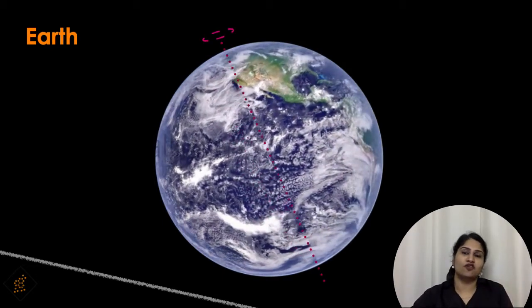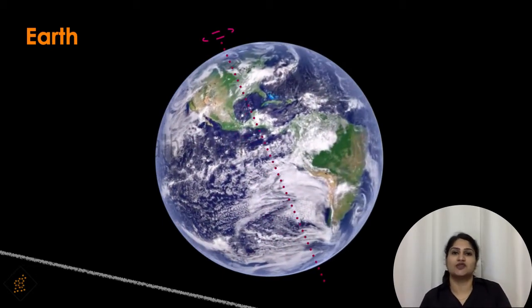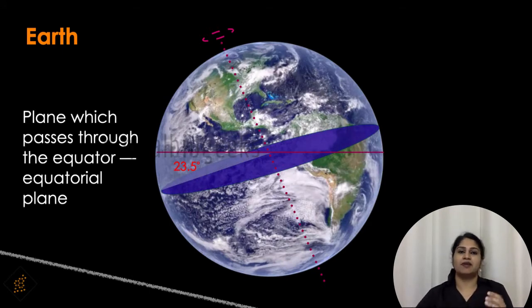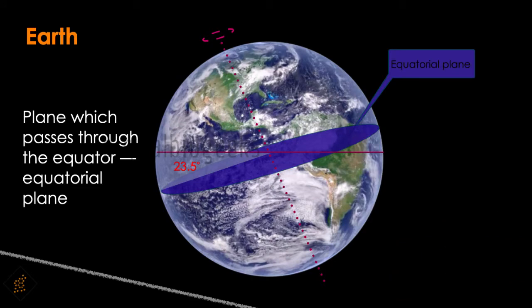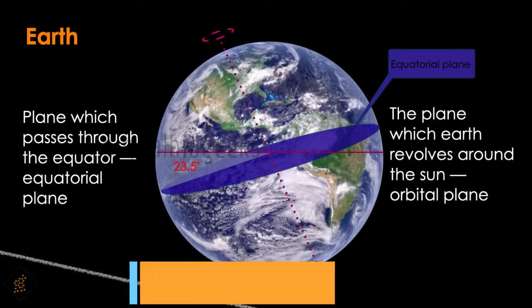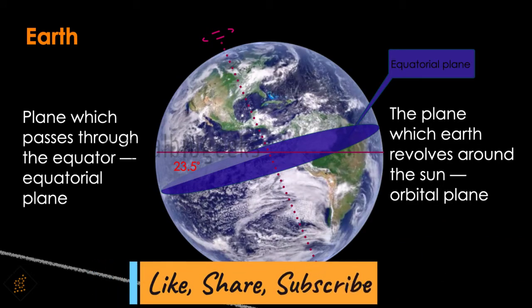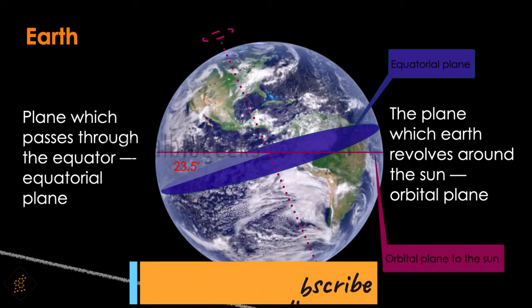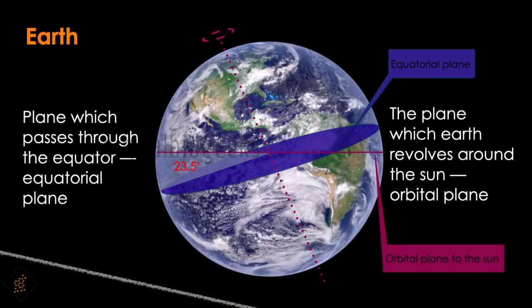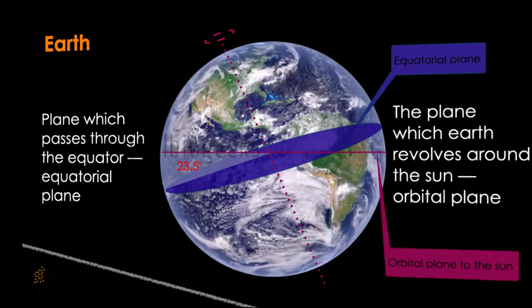The axis of Earth is not perpendicular to its orbit. It has a slight tilt. This tilt is responsible for the changes in seasons. And the plane which passes through the equator is known as the equatorial plane, and the plane with which the Earth revolves around the Sun is known as the orbital plane. The equatorial plane and the orbital plane are inclined at an angle of 23.5 degrees.